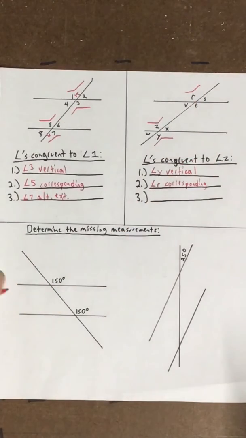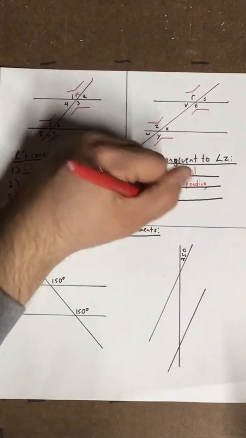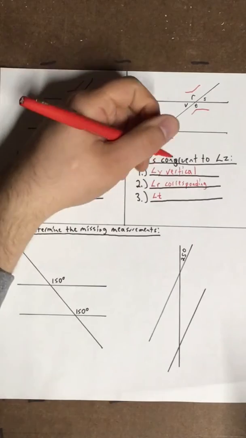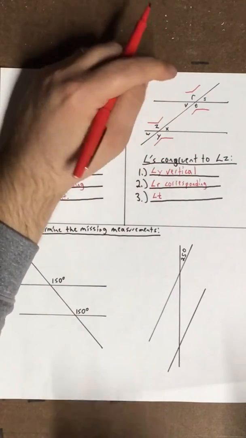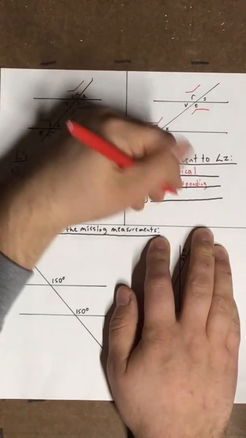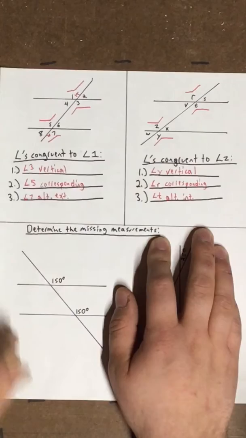The last one that I found was angle T. It's the other obtuse angle. And this one is going to be alternate interior. Inside these two lines, Z is on one side, T is on the other. They're both the obtuse angles, so I can call this alternate interior.